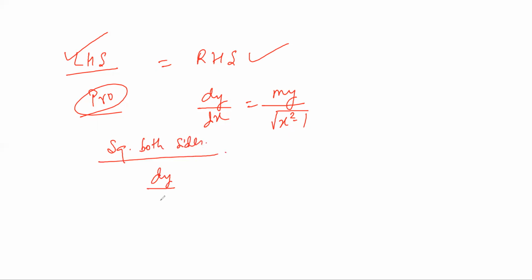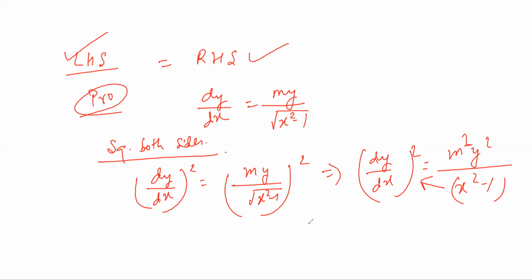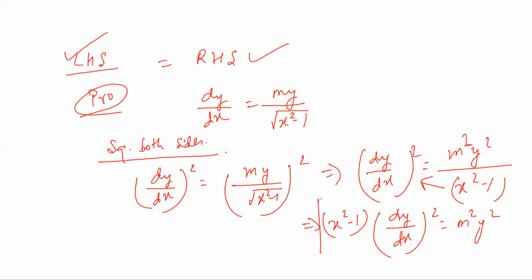So it will be dy by dx whole square is equal to m by root under x square minus 1 whole square. And you can also skip the steps, so it will be directly dy by dx whole square is equal to m square y square by x square minus 1, right? Now just cross multiply this. So this x square minus 1 will move there. It will be x square minus 1 times dy by dx whole square is equal to m square y square, which is the exact expression which we were asked to prove, right? So we have proved it like a pro student without solving separately for LHS and RHS, okay? So I hope you understood this question, all right?